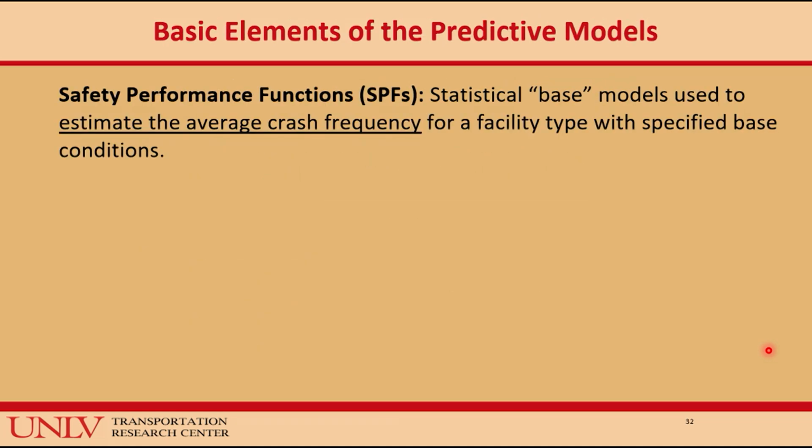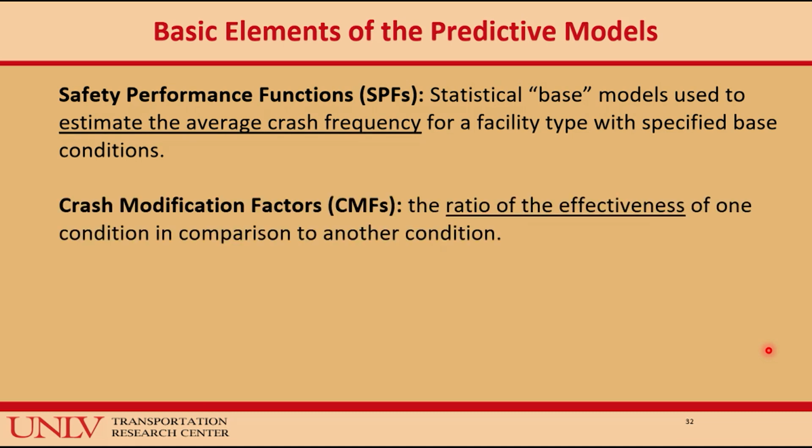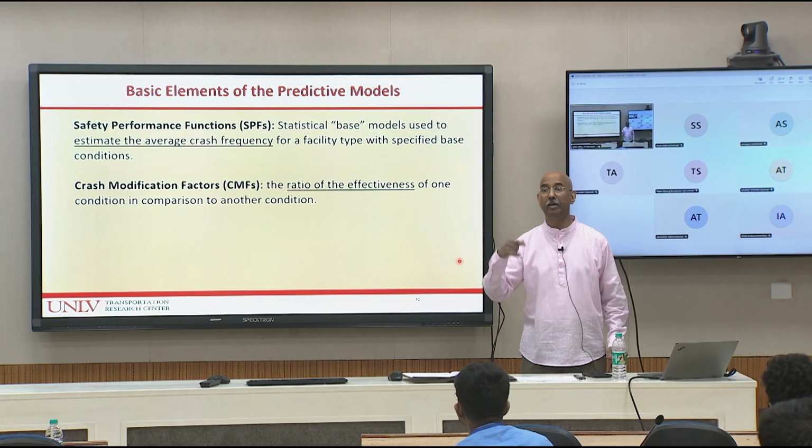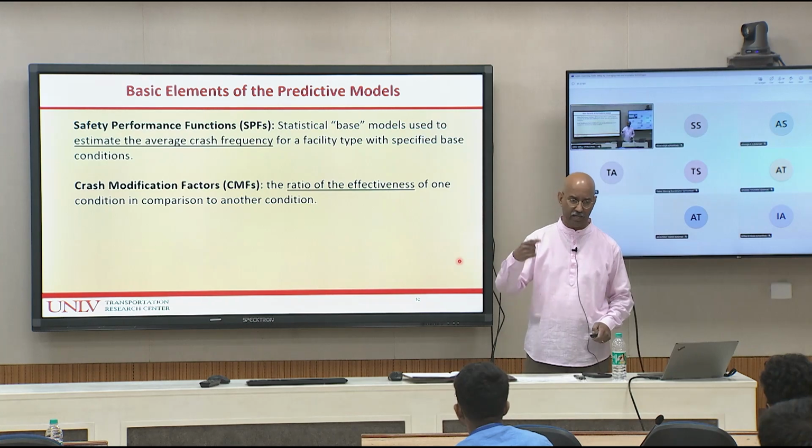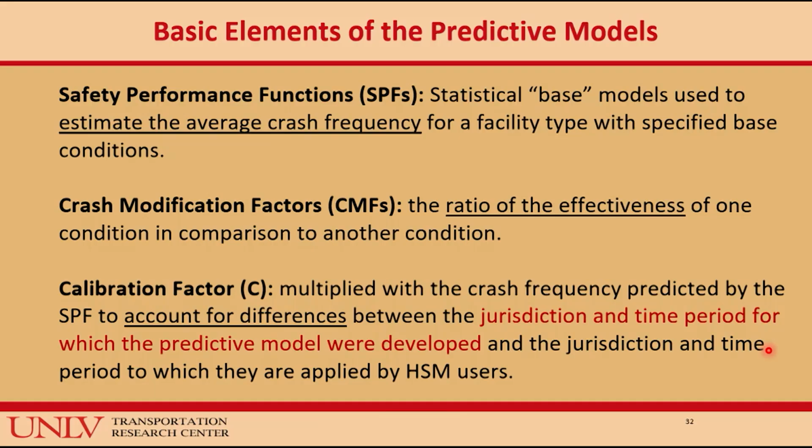So the safety performance functions are used, and the crash modification factor is the ratio of the effectiveness. Rather than going through the definitions, let me give you some numerical examples. I have 2 more slides with some definitions.